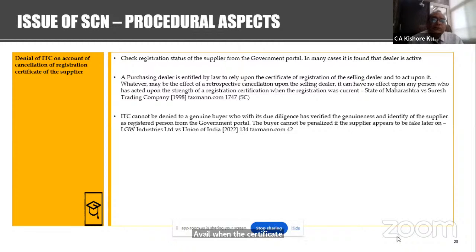So, friends, just do a due diligence, a factual check before preparing a response, and highlight those facts very clearly and in bold in the reply that you file before the authorities.